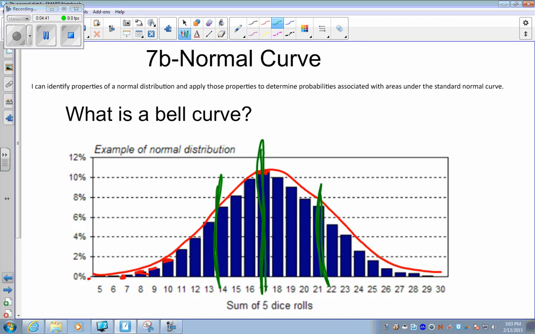2 standard deviations, that's 95% of the data. So that's between this point here and somewhere out here is about 95% of the data. And then 99.7, that's almost all the data. So that's like way out here to way out here. It's almost 100% of the data, which is all of the data.